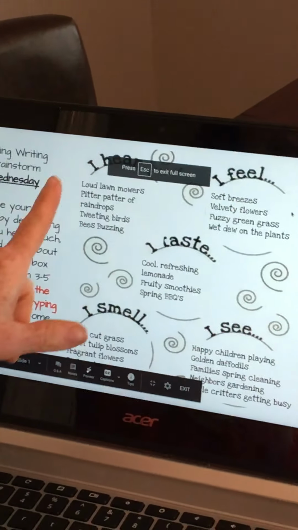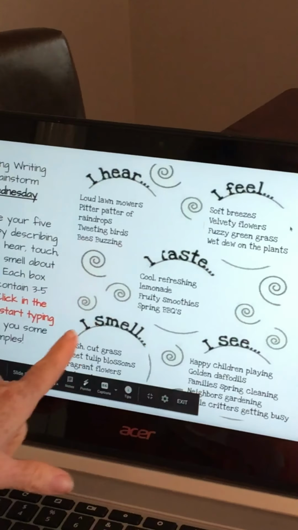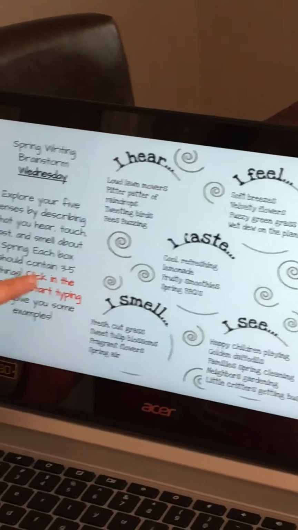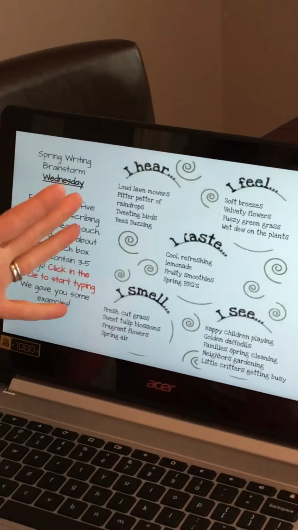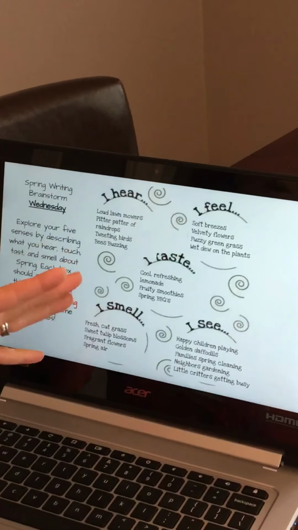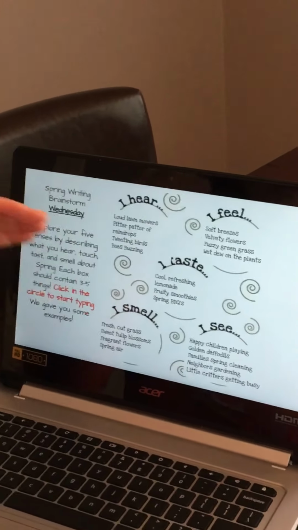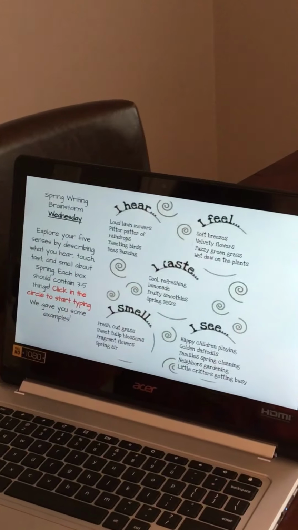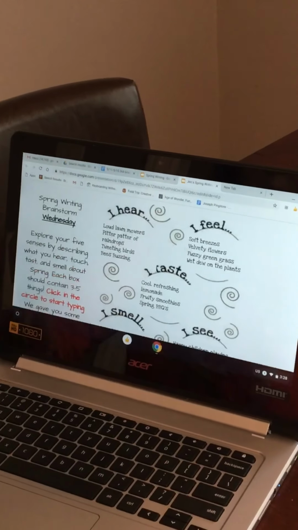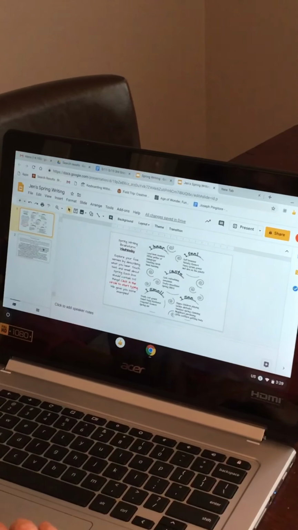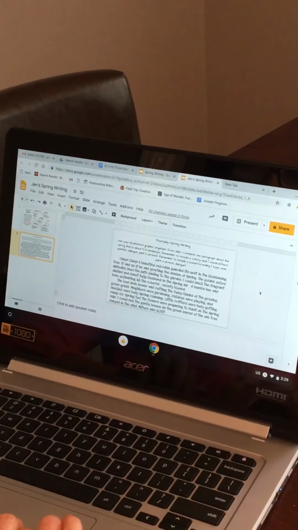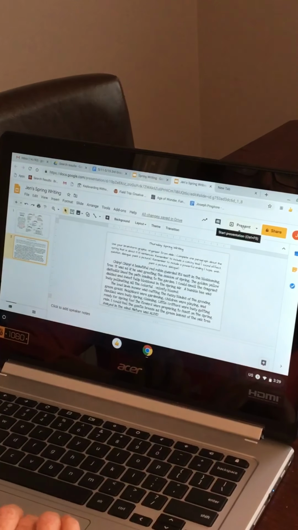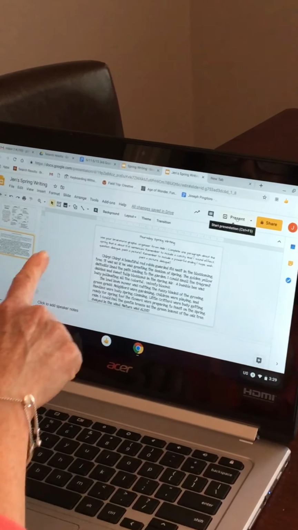So I'm going to bring up mine, and it has I hear, I feel, I taste, I smell, I see, and each box had 3 to 5 things that I wrote. Now I want to use this to help me with my writing today. So the next slide, I did a writing. So I'm going to show you what it says.